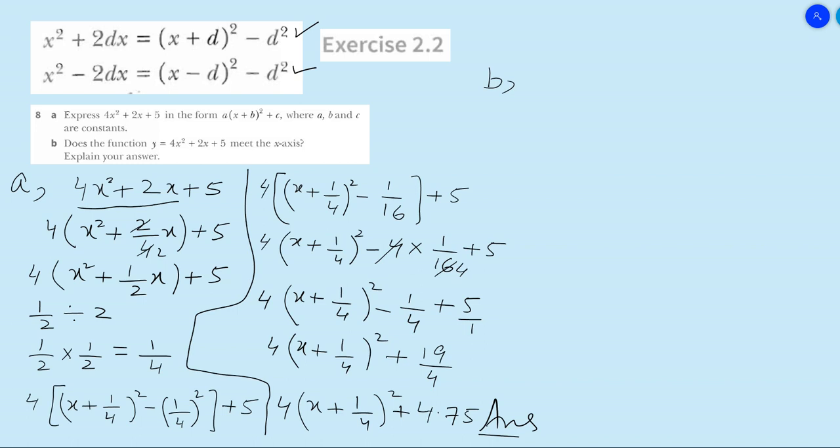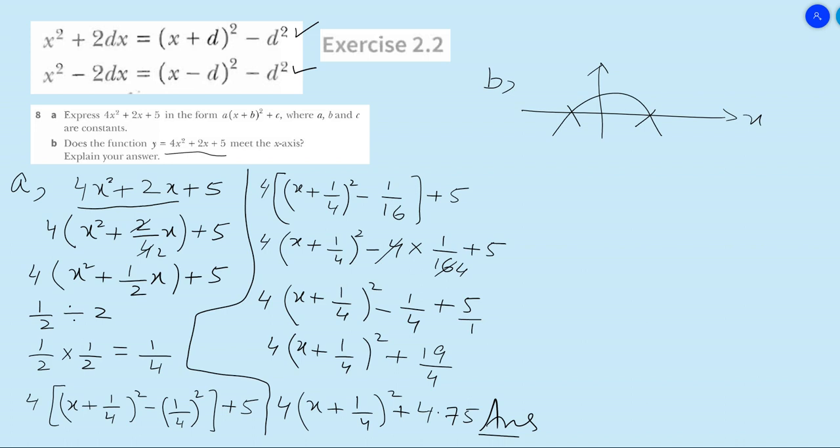What does it mean? I am drawing a random graph like this. For example, this is the quadratic graph. So this graph is meeting the x-axis at this point and this point. But the question is, does this function y is equal to 4x square plus 2x plus 5 meet the x-axis? How can we say that the answer is yes or no?